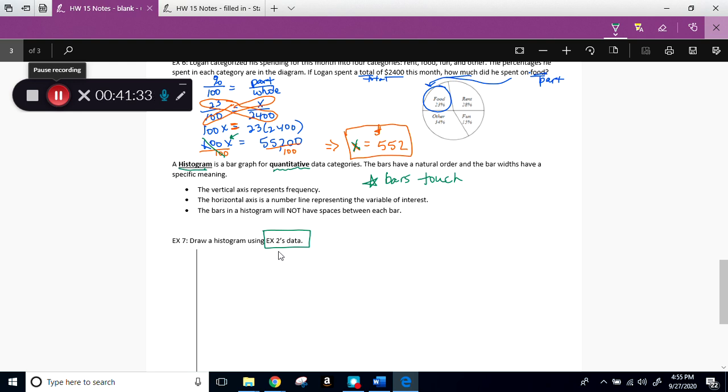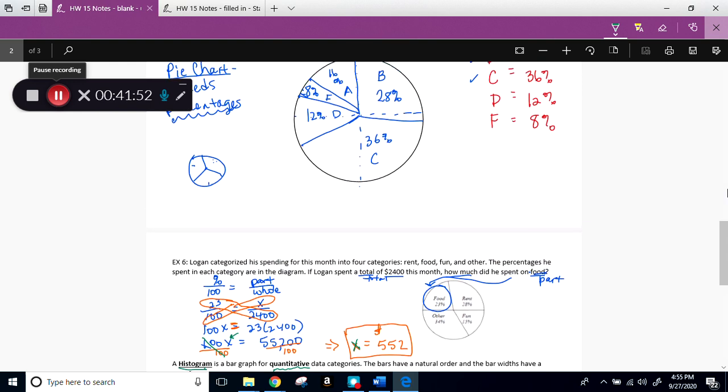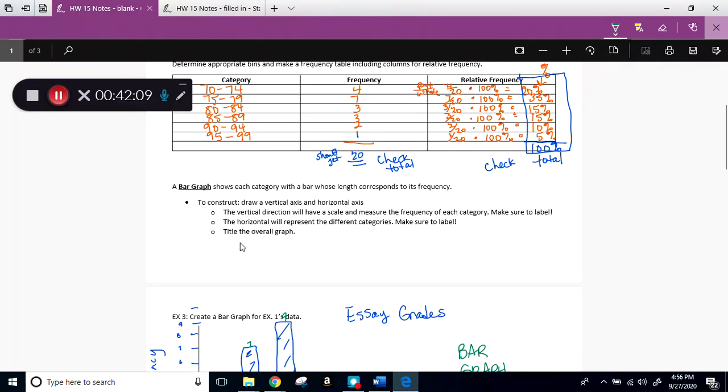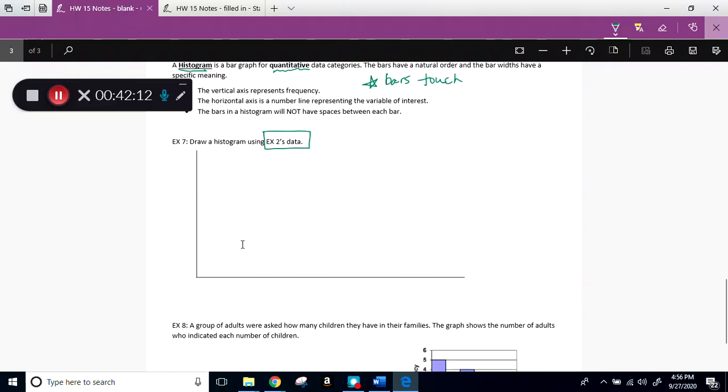Okay, so let's see, the vertical axis represents frequency again. The horizontal axis is the number line representing the variable of interest. So whatever you're talking about, I think that one had to do with grades, if I'm not mistaken. Let's go back and look. Yes, there's scores on an exam. So you're going to use these categories along your horizontal axis. And it naturally makes a little bit more sense that they touch.